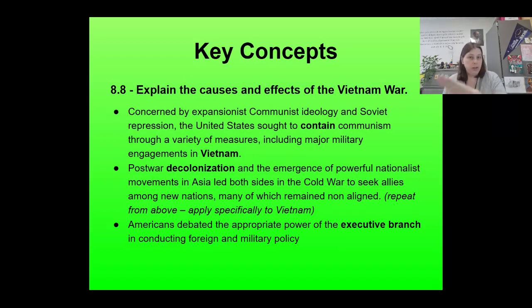So the specific ask that the College Board has here is causes and effects of the Vietnam War. So we're not going to get so much into the war itself, although it's obviously interesting and quite relevant. But we are going to talk a little bit about the causes of United States involvement in Vietnam and then how that winds up impacting the American home front, as it were.